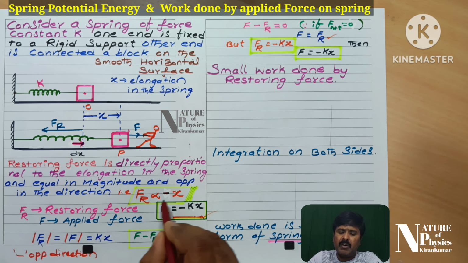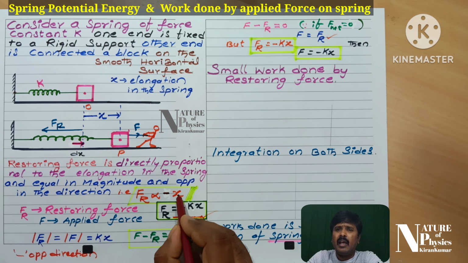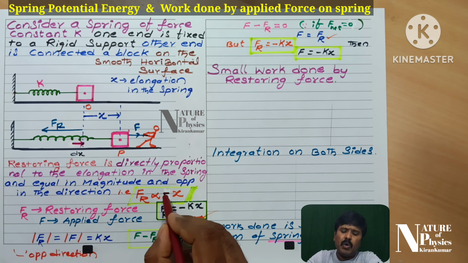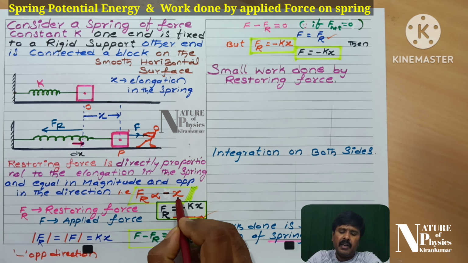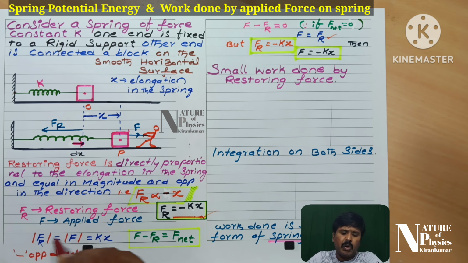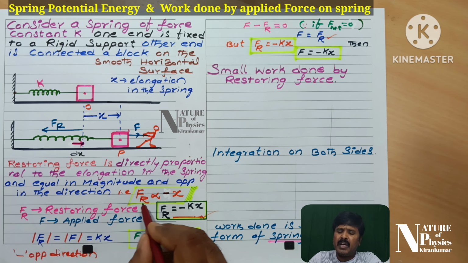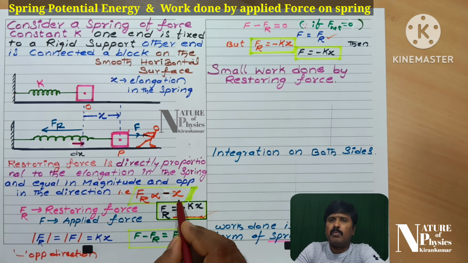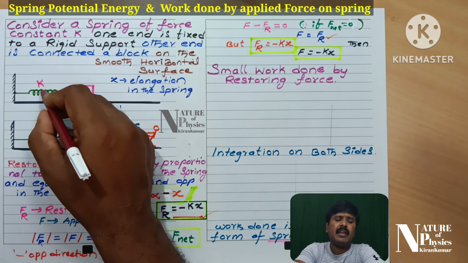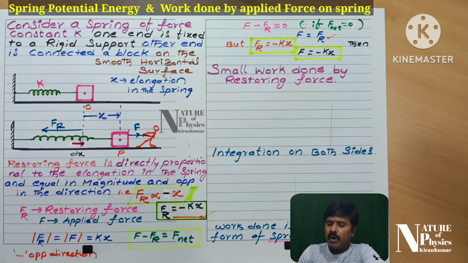So the restoring force Fr is directly proportional to the elongation in the spring, equal in magnitude and opposite in direction. The minus sign represents the opposite direction. Fr represents the restoring force, F is the applied force. Restoring force and applied force are equal in magnitude and opposite in direction. Fr is directly proportional to minus x, so Fr is equal to minus Kx. K is the proportionality constant, the spring constant I gave you already.